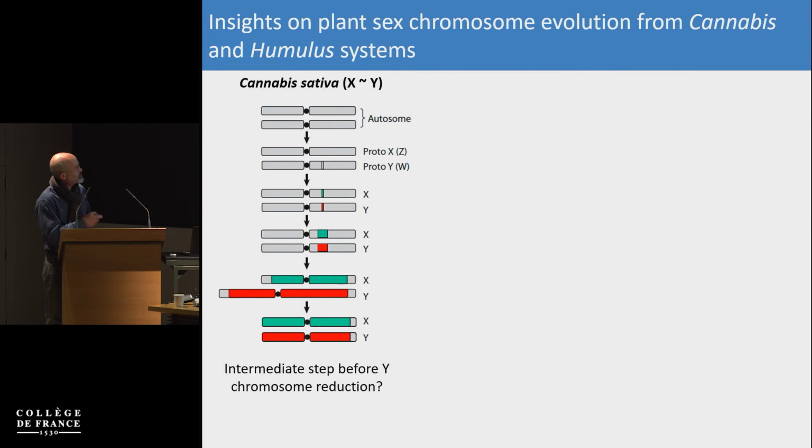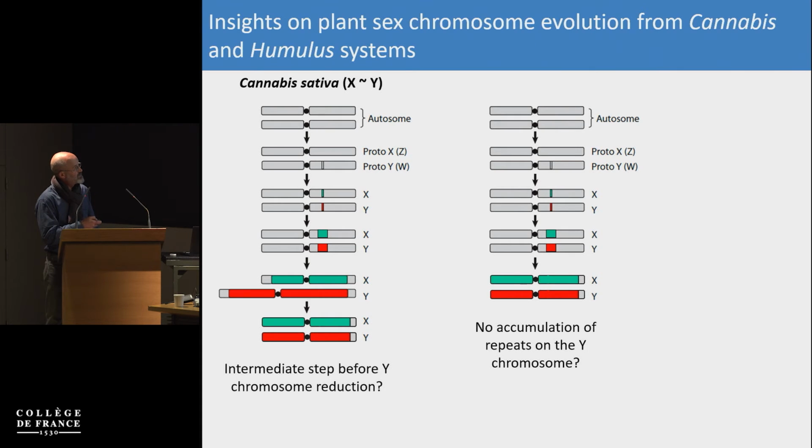So one possibility is, we know that these sex chromosomes, they are old, right? So they should go on this scenario at the end of the scenario. So perhaps they are here, so on the way to Y chromosome reduction, right? The other possibility is that actually they didn't go through the phase of Y size expansion because of a different dynamics of transposable element accumulation in this lineage.